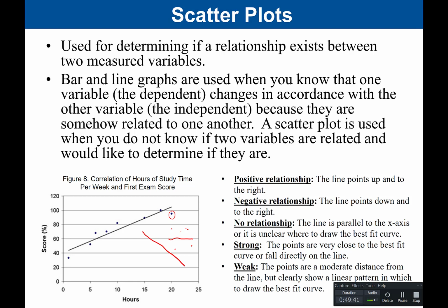If we say that it's a strong relationship, it means that the points are very close to the best fit line or fall directly on the line, meaning that there is a very strong correlation because it's very close to that line. In a weak relationship, the points are a moderate distance from the line, but still clearly show a linear pattern in which to draw the best fit line. So it should still go up and to the right or down and to the right, but the points are not as close to the line as in a strong relationship. And so that's your scatter plot.